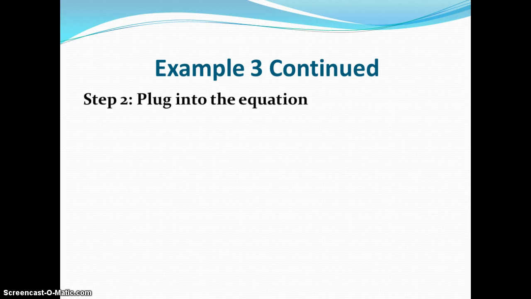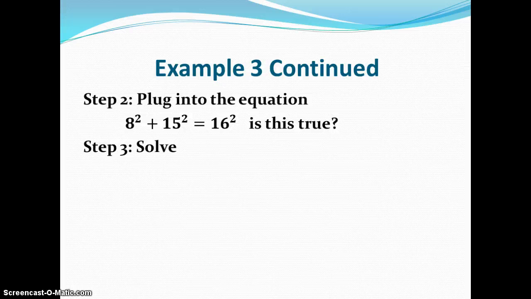So now we're going to plug it into the equation. So we found 8 and 15 to be the legs, so 8 squared plus 15 squared equals 16 squared, which is the hypotenuse because it's the greatest number. Now we have to figure out, is this true? So we're going to solve.